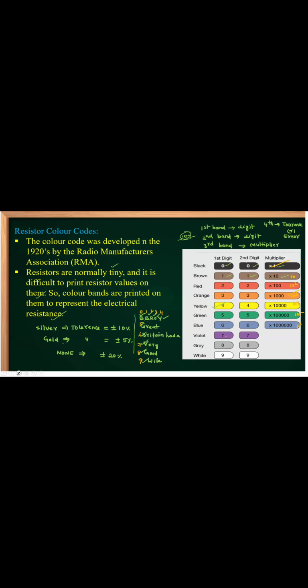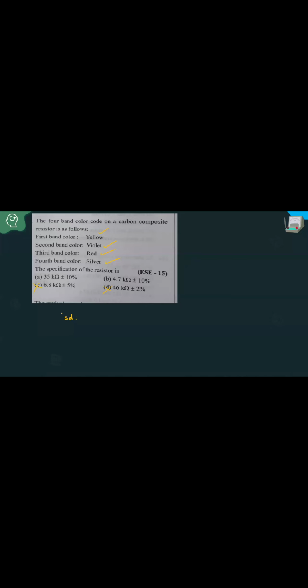Can anybody answer this question? Even based on color coding, in ESC there is a question. I am solving this question. Come on, do it. What is the answer? First band color is yellow, second band color is violet, third band is red, fourth band is silver. Silver tolerance is 10%.